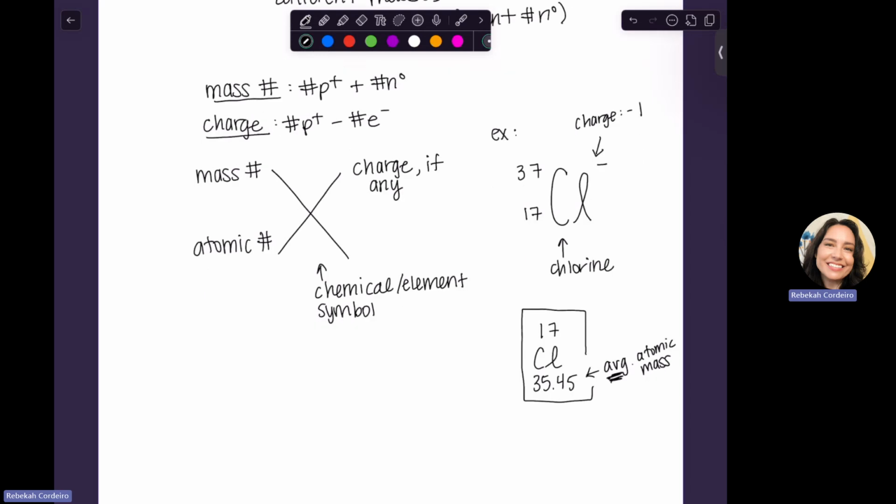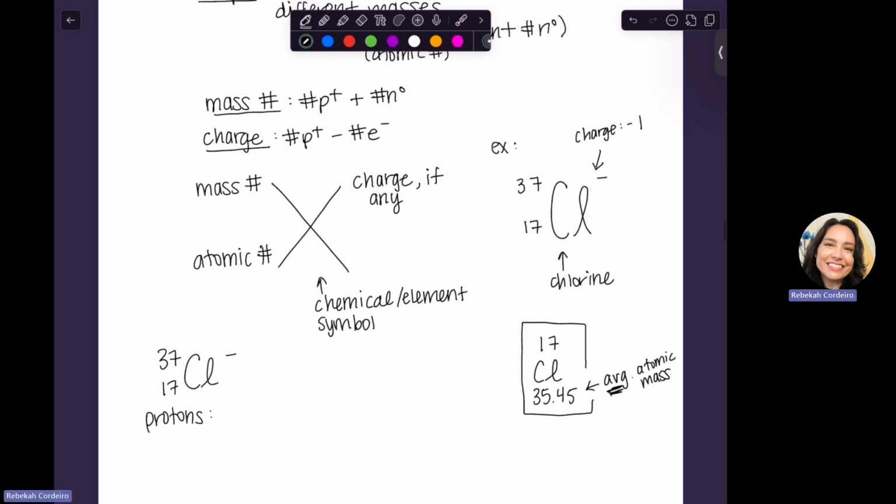And so let's break this one down. If I have 37, 17, Cl negative, how many protons do I have? Protons go with the atomic number. I'll put this up here as well. Atomic number: number of protons. And I didn't use equal signs here, I used a colon. Okay. So protons will be 17.